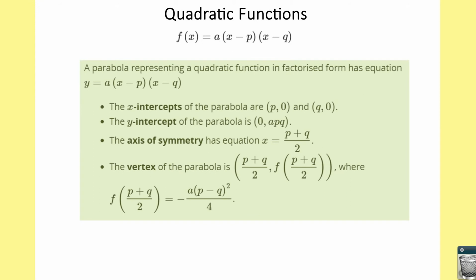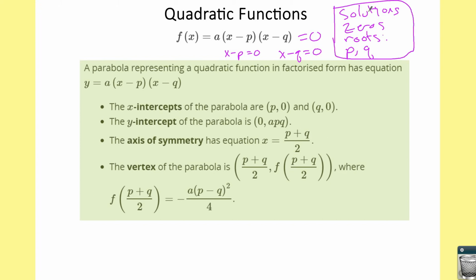You also have factored form. Factored form is nice because this gives you your x-intercepts. Remember, whenever you're finding your x-intercepts, you're setting this equation equal to 0. So that would be when x minus p is 0 and when x minus q is 0. Here, p and q would be roots, or zeros, or solutions. These all mean the same thing: solutions, zeros, roots. It also deals with x-intercepts.